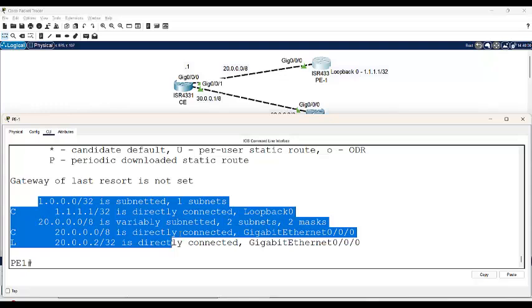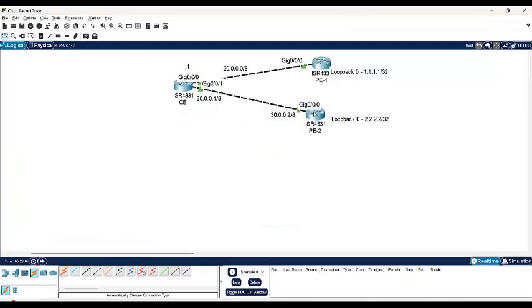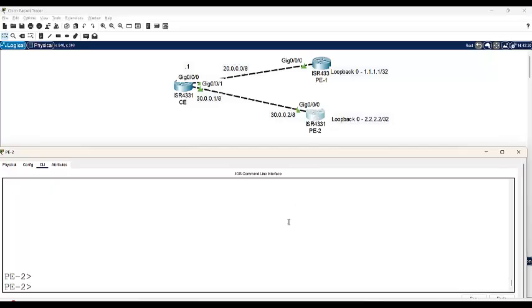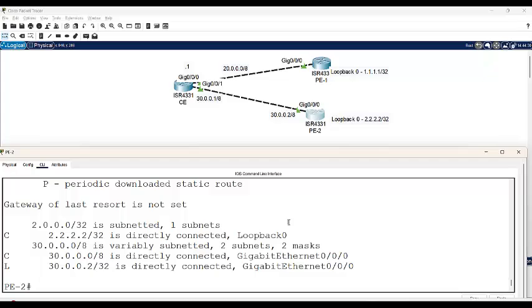Yes, sir. Likewise, this PE2, if you notice, also does not have a route to reach the 20.0.0.0 network and the 1.1.1.1 network.